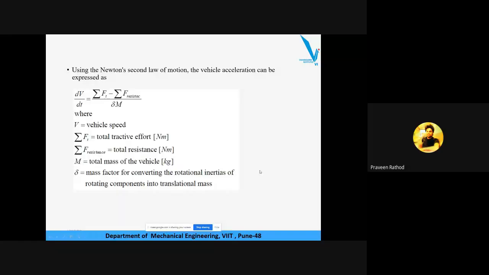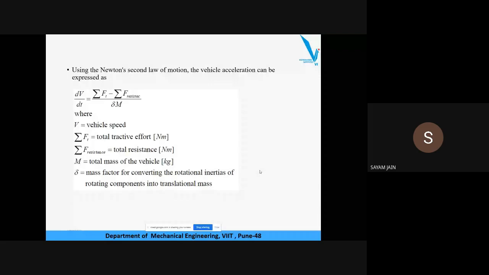Sorry, I was disconnected. We were talking about the description of the vehicle. I'll present my screen once again. I am going to show you how we write down the equation using Newton's second law. Is my screen visible? Can anyone reply?